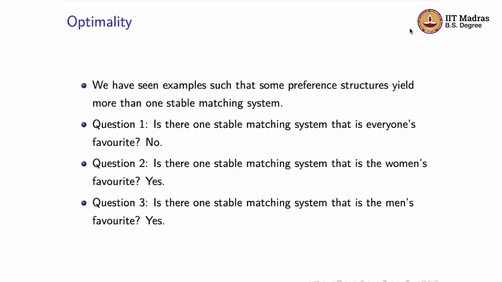Okay, so let's focus on one more aspect of the stable matchings that we are thinking of, which is related to optimality. If we compare the different stable matchings that we get, can we say something about whether one of them is more optimal than the others in some sense?